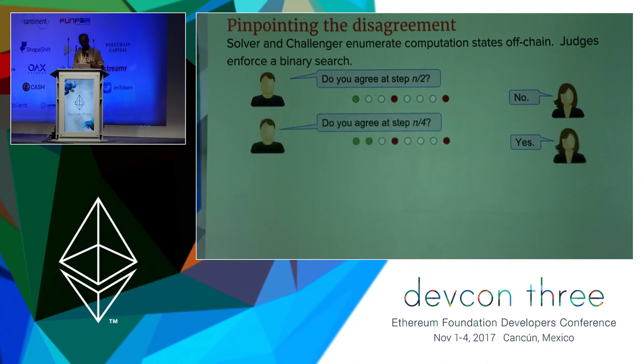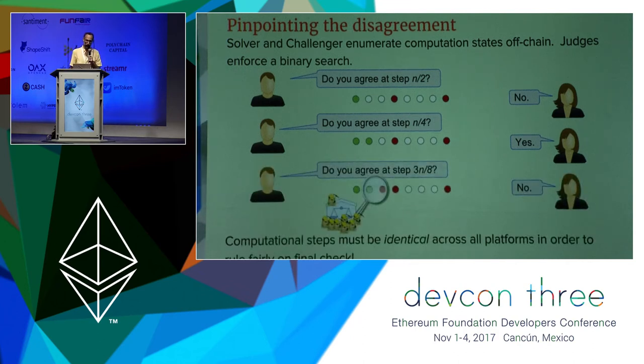Do you agree at step N over four? Yeah, okay, agree at step N over four. What about 3N over eight? We're getting close enough that you can actually run this one step of the computation. You can do it on chain because it's small. And it's important to note here that the computational steps have to be absolutely identical across all the platforms in order to rule fairly on the final check.